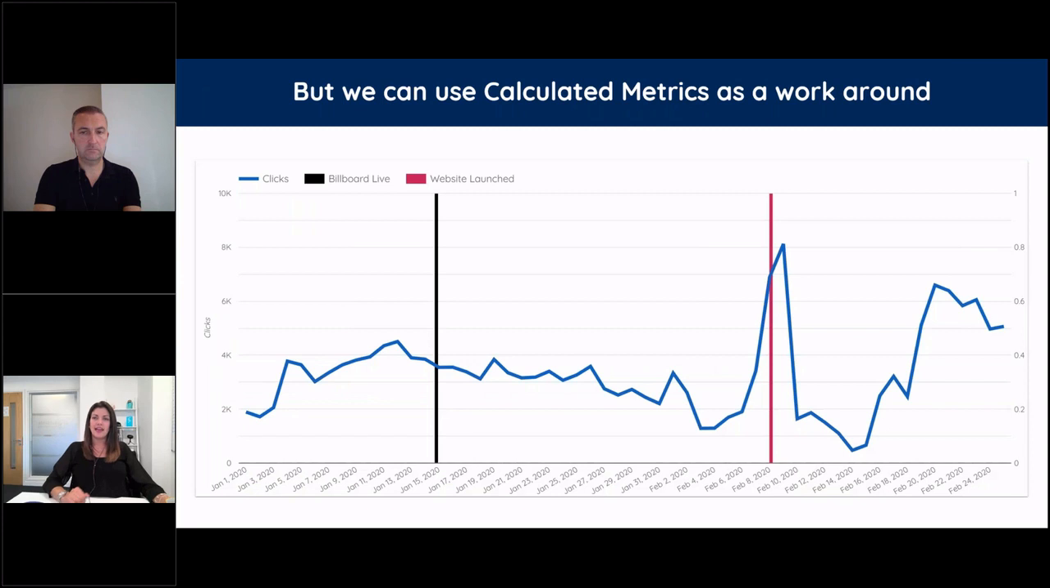But what we can do is create a calculated metric to act as a workaround for that. So you can see in this example here, I've got all my clicks, and then I've put one calculated metric that's related to the billboard going live, and another talking about when the website relaunched.